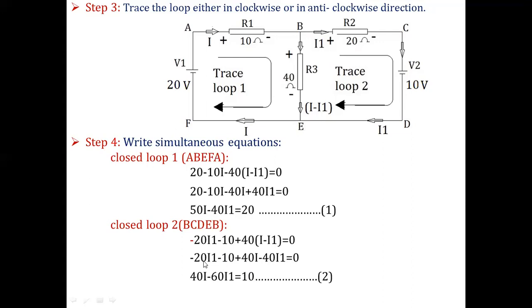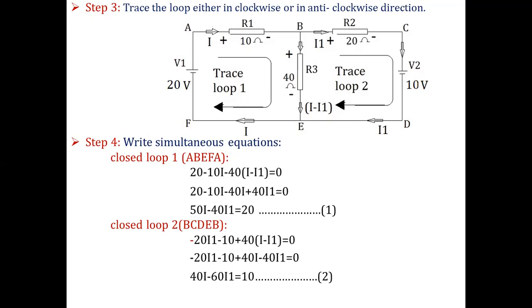Minus 20 I1 is there, here minus 40 I1 is there. Minus 20 minus 40, minus 60 I1. So I have written here minus 60 I1. The I is the current I. It is 40 I is there, plus 40 I we have written, I have written as it is here.